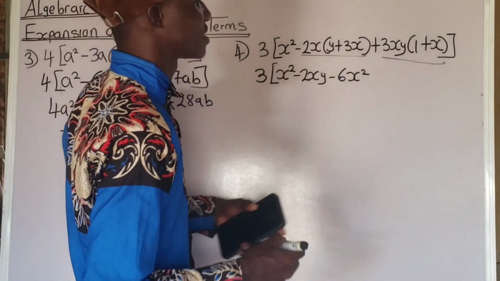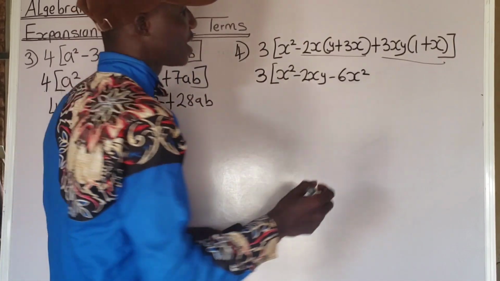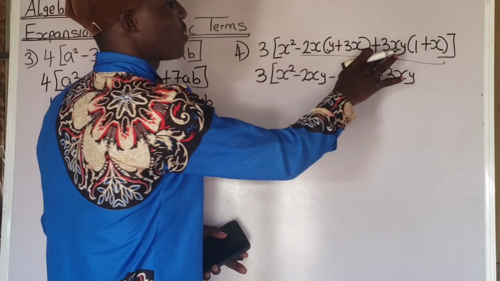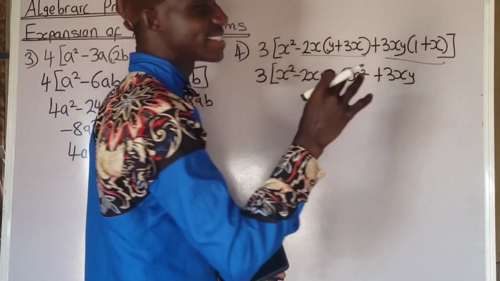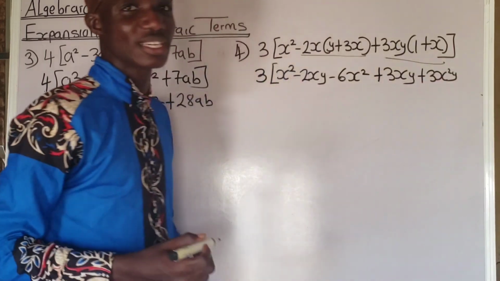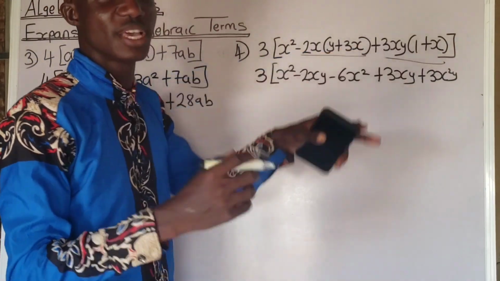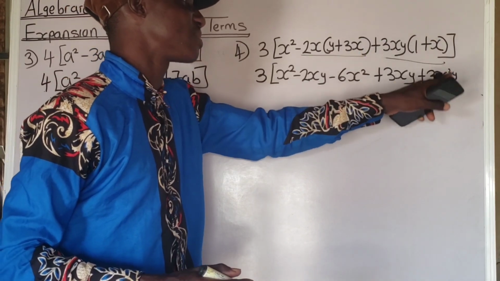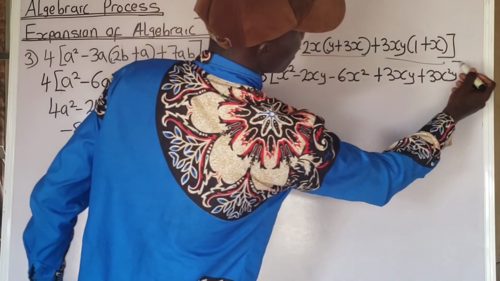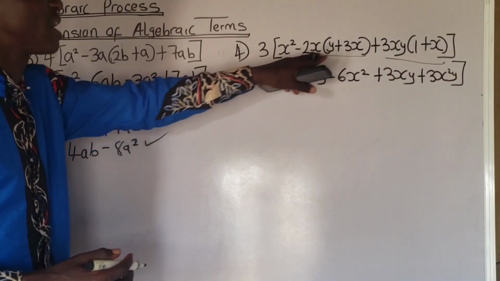Now, let's move to this bracket. For this, I'm going to have positive 3xy multiplied by 1. That will give me what? Positive 3xy. Positive 3xy multiplied by x will give me positive 3x squared y. Do you understand? I'm only having x here. X times x will give me x squared. 3 multiplied by x gives 3x squared y. Now, I'm done with the bracket that is inside this bracket.